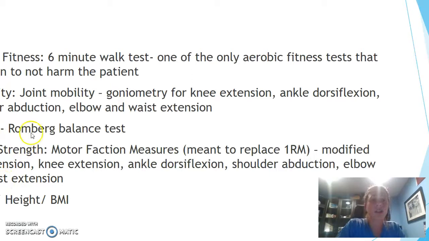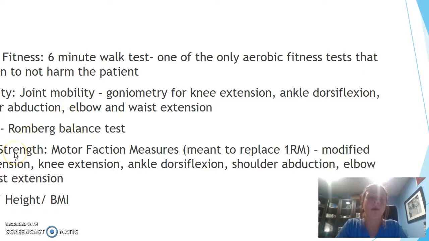So for exercise testing, I would have chosen aerobic. For aerobic fitness, I would have done a 6-minute walk test. Since it's one of the only aerobic fitness tests that is proven not to harm patients, I figured it was the best pick. And then for flexibility, I would go with joint mobility. So I would get the goniometer and get measurements for knee extension, ankle dorsiflexion, shoulder abduction, and elbow and wrist extension. And then the Romberg balance test.